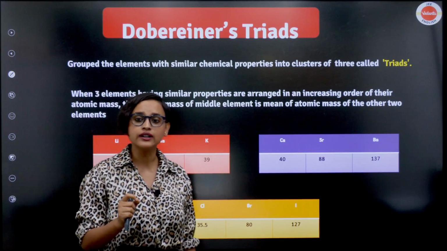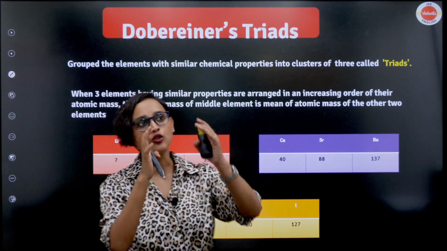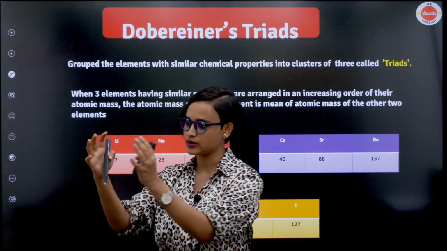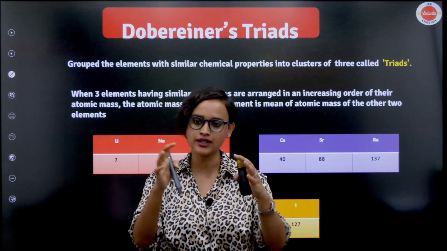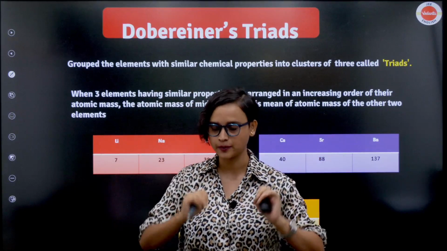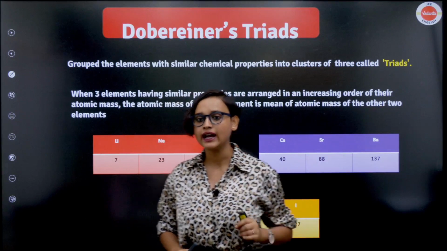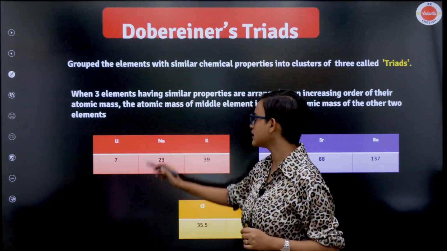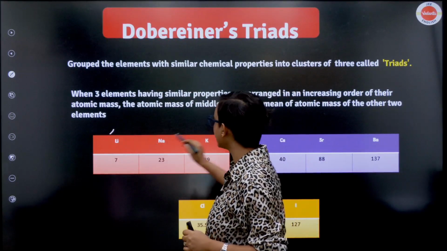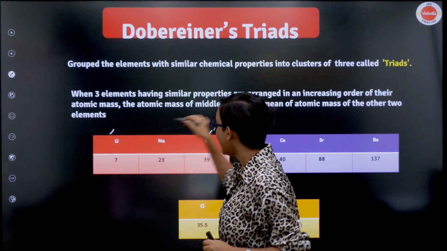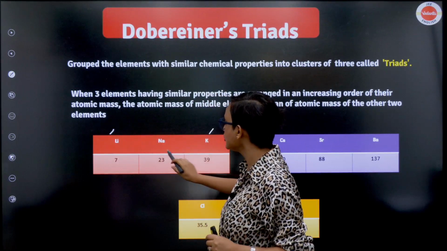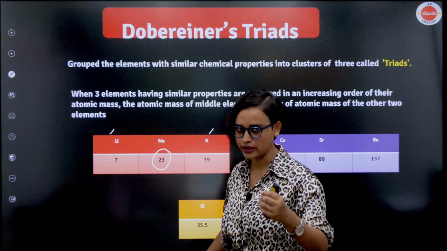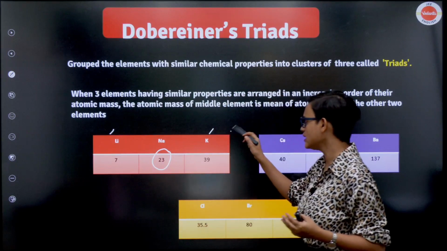What Doberener did was, he started grouping elements into three groups, three elements in one group, three in the next, and so on. He said that when there are three elements, if you take the first element and the second element, add them, and divide by 2, you will get the second element's atomic number, which was true. For this, it held good.